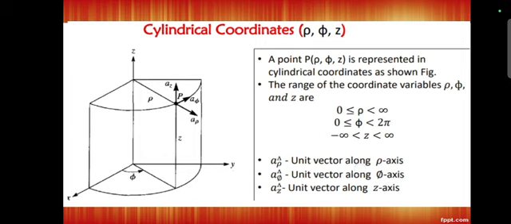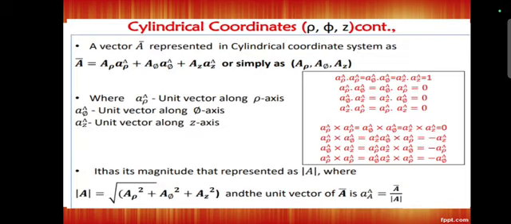And this is the cylindrical coordinate system rho, phi, z. A point P in a cylindrical coordinate system is represented in such a way that rho, phi, z, where rho is between 0 to infinity, and phi is between 0 to 2 pi. Z is between minus infinity to plus infinity. This is the way in this coordinate system you have to represent rho, phi, and z.